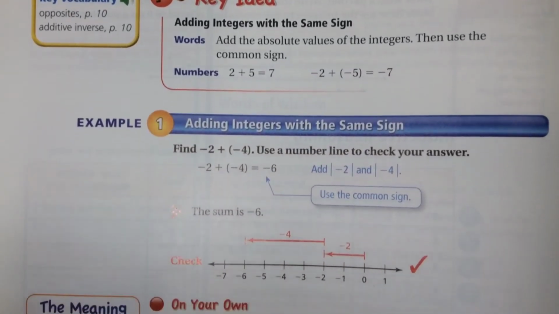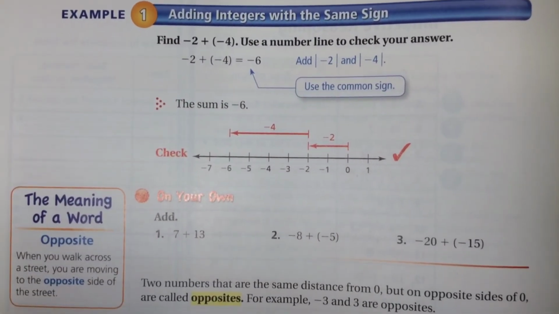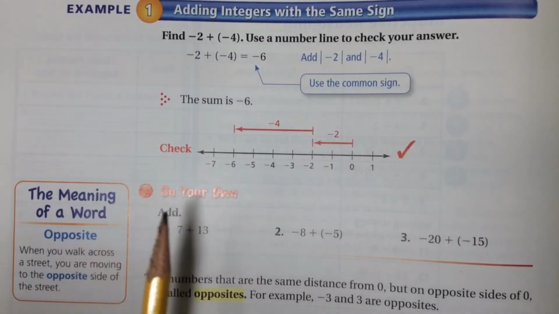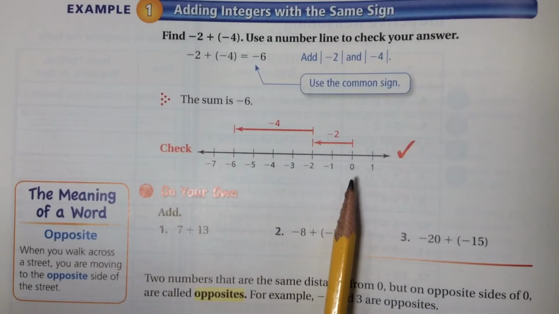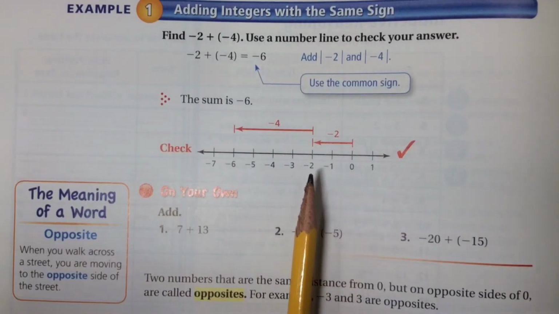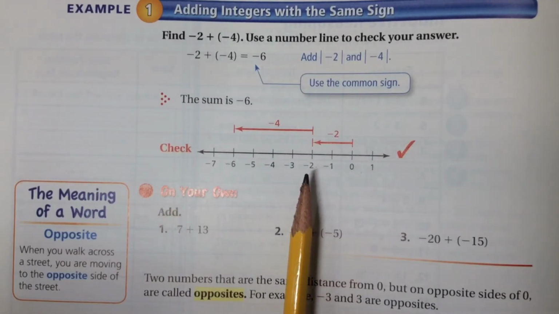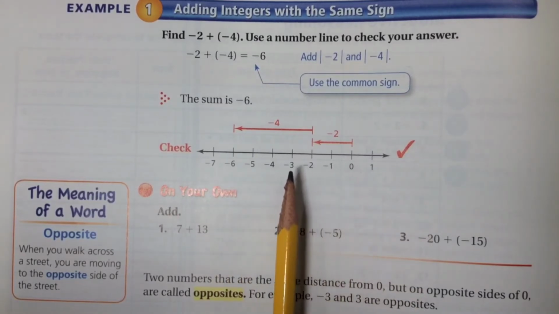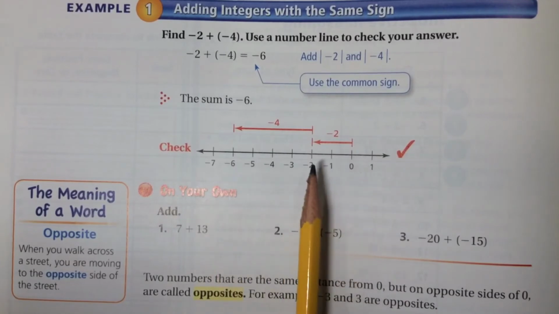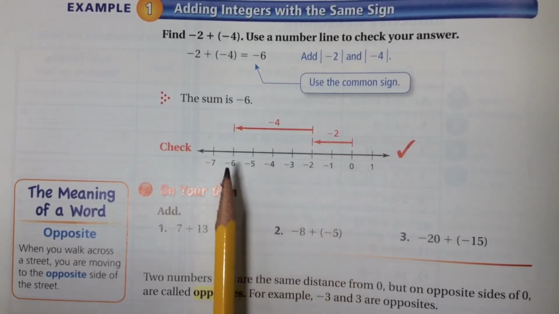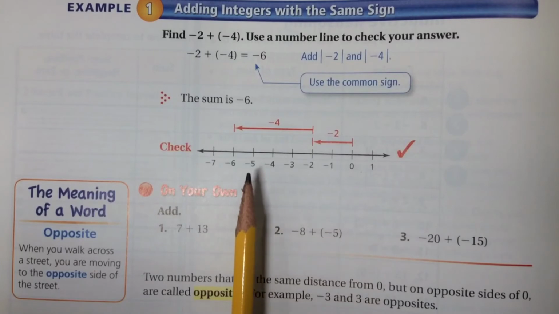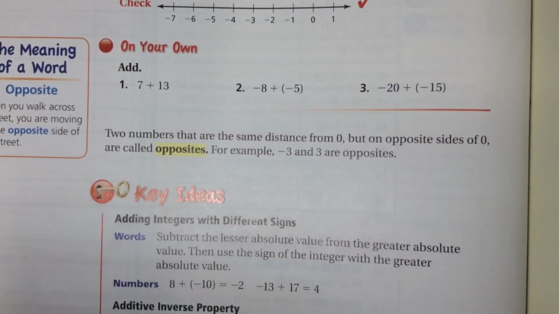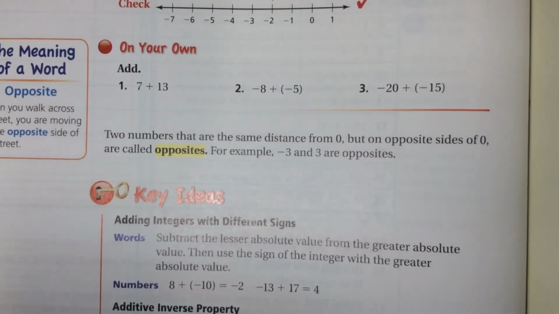So let's look here. Adding integers with the same sign. Here they're using a number line to do this. So they've got -2. So you start at 0 and they move -2. And we're adding to that a -4. So when we're all done there, we've actually moved -6. When they put a -2 together with a -4, they get a -6. So they check their answer on a number line. Here are some problems for you to do on your own where you're adding the same sign.